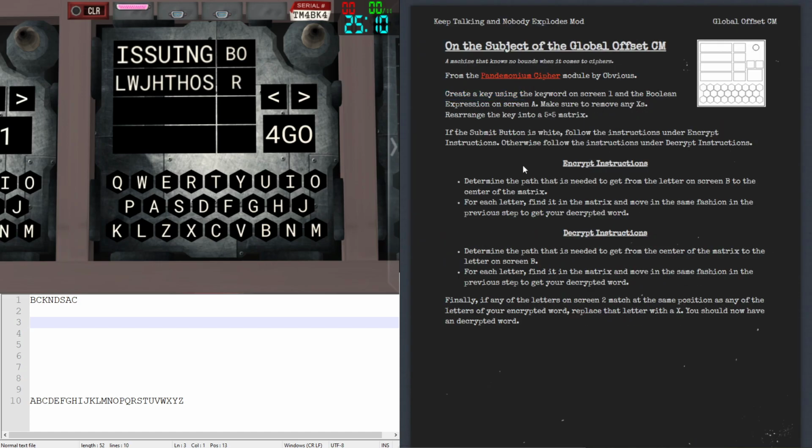So here it is. First, we need to create a key using the keyword on screen 1 and the Boolean expression on screen A, which is fine. So we have ISSUING in BO. All right, so first, remove any duplicates. S-I, so ISSUING. Okay, then I need to take this thing right here. We need to do ISUNG.